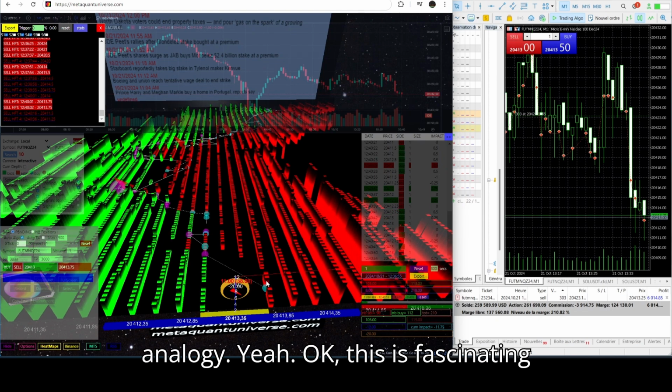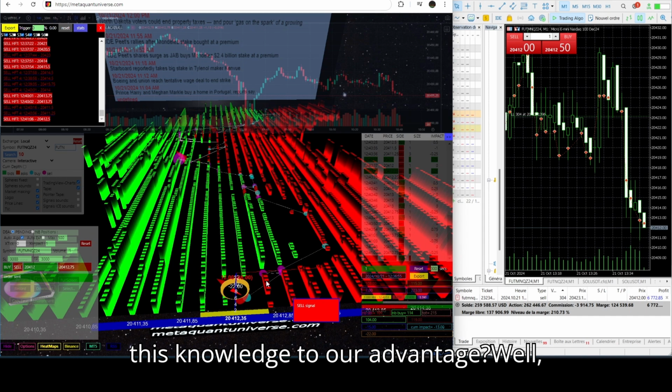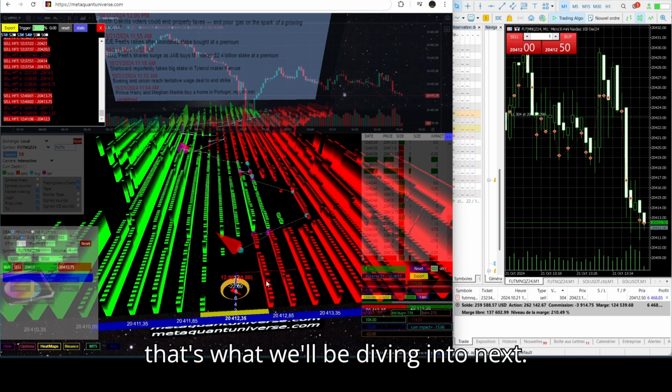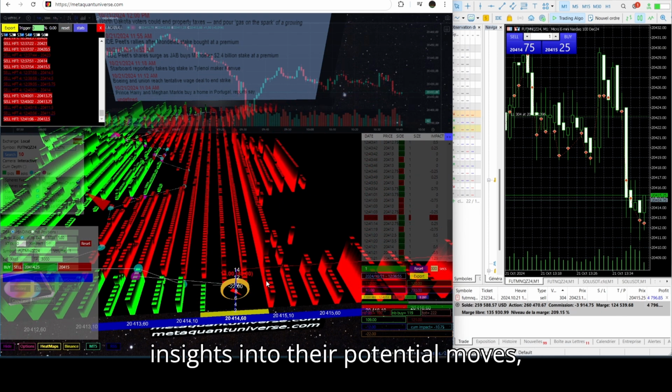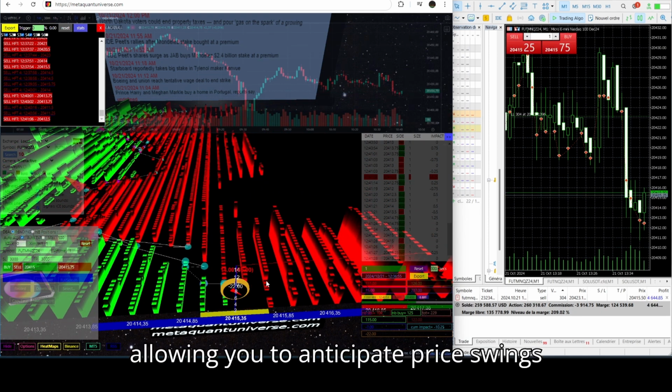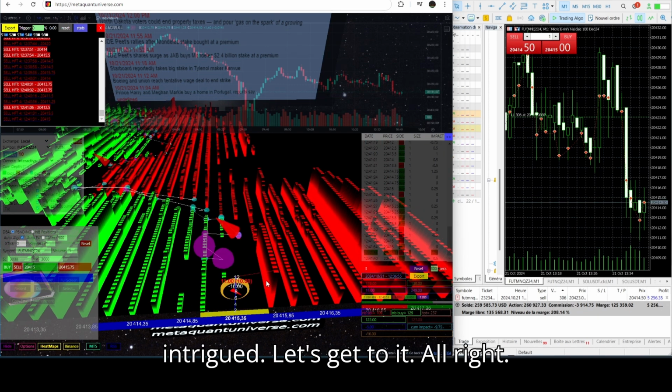This is fascinating stuff. But how can we actually use this knowledge to our advantage? Well, that's what we'll be diving into next. Understanding how market makers manipulate prices can actually give you insights into their potential moves, allowing you to anticipate price swings and potentially profit from them. I am intrigued. Let's get to it.